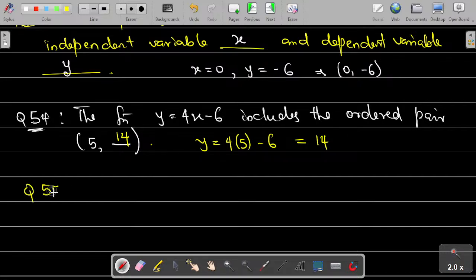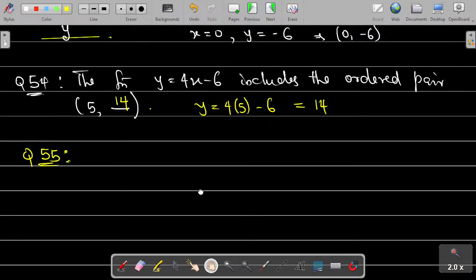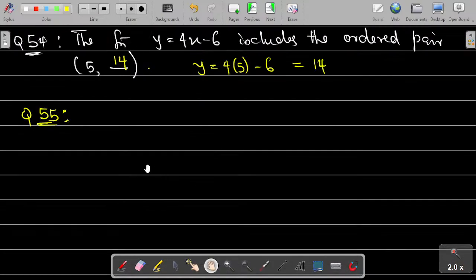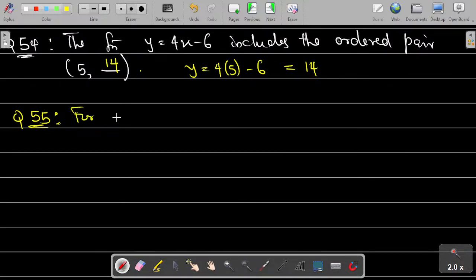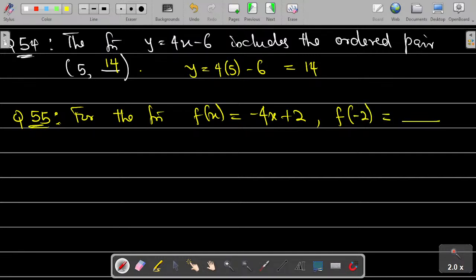Over to number 55. Okay, so for number 55, this is what they said. For the function f of x equal to minus 4x plus 2. Okay, so they are asking you what will be the value of f of minus 2. Okay, so they said it is equal to dash. So in other words, it's still the same approach. You are only expected to substitute x. You can see it here. X was removed and replaced with minus 2.